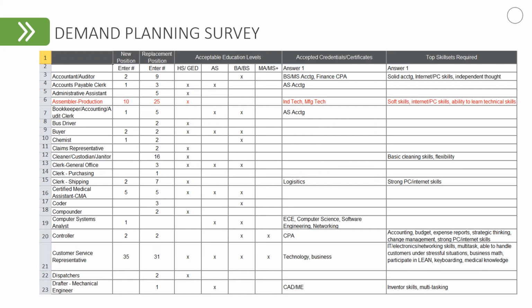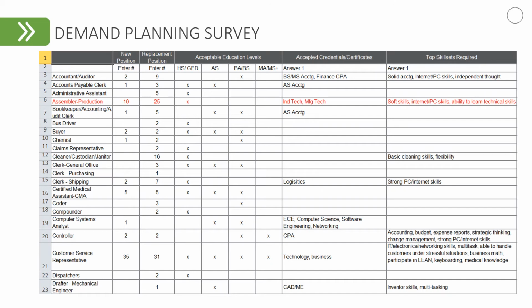We also asked them if they would share with us their top skill sets requirement. Some provided that information while others did not. Looking at line 6, the assembler production, there was a total of 35 positions needed within the next 12-month time period. The new position tells me a company was in expansion mode, and the replacement tells me that there is either a turnover problem, there are retention issues going on there, but for whatever reason they need to replace those positions.